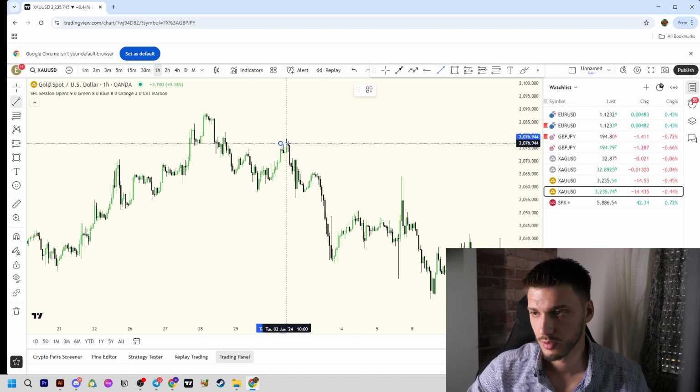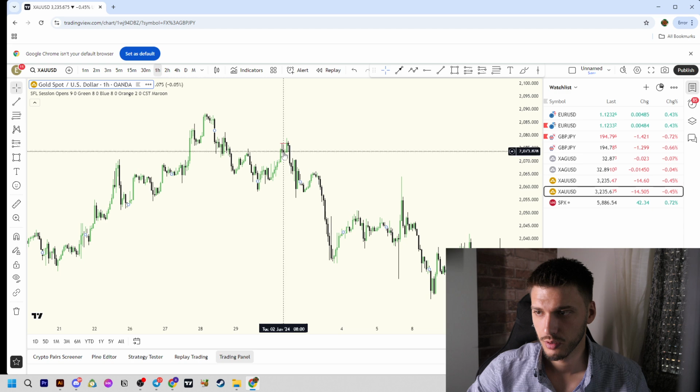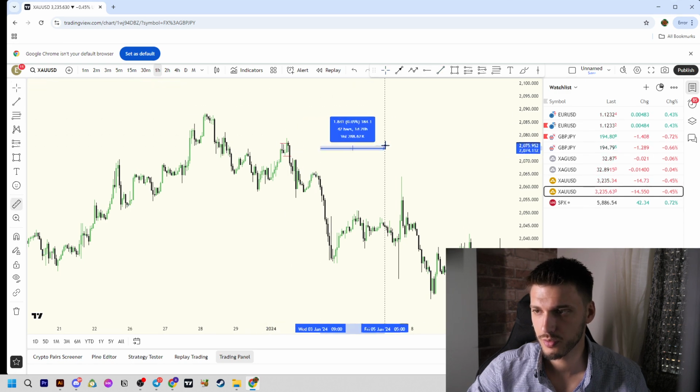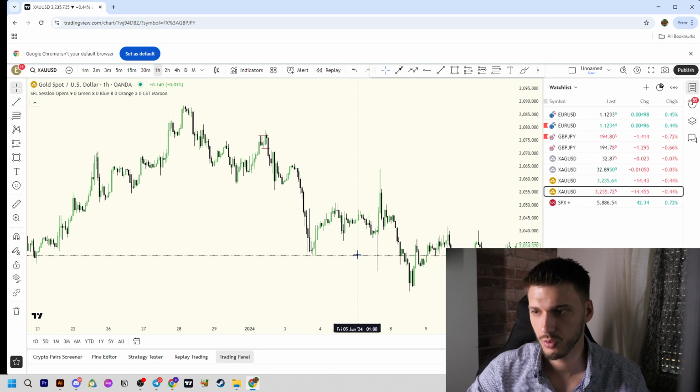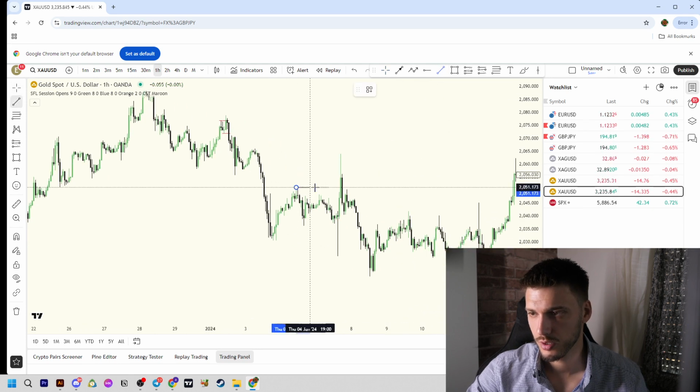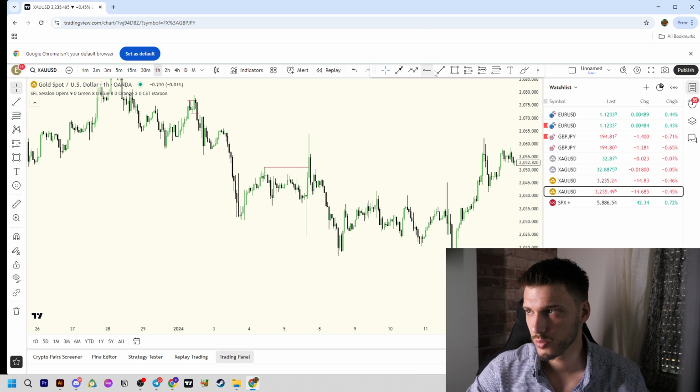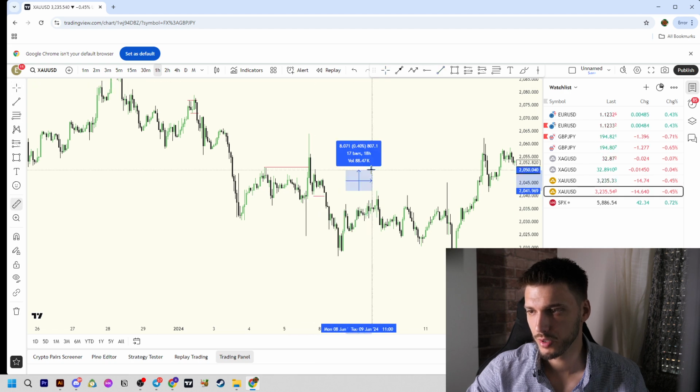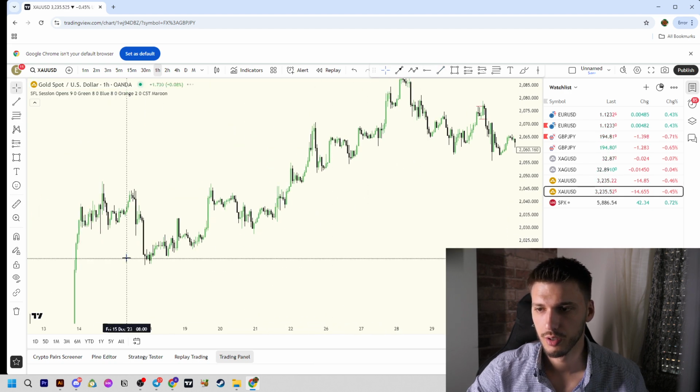What is this? This is a high, another high, liquidity sweep, break of structure. Price moves lower. What is this? Liquidity sweep, break of structure, price moves lower.